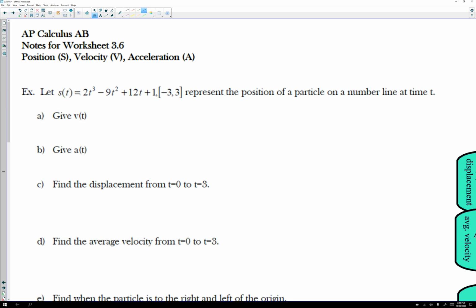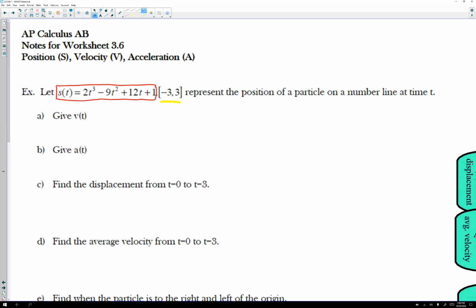So we've got this position function. It's given to you as S of t, and it's this cubic: 2t cubed minus 9t squared plus 12t plus 1. That's your position function. Notice that they also give you a domain restriction. So the time that this particle is moving is from -3 to +3.